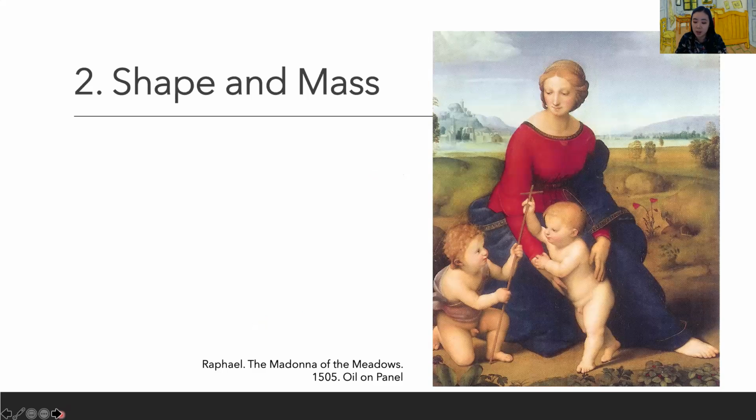So let's see another example. This is Raphael's painting, the Madonna of the Meadow. Raphael is one of the masters of the Renaissance in the 16th century. This oil painting was produced in 1505 in Venice. The Madonna of the Meadows exemplifies a religious theme. It depicts Mother Mary with Jesus Christ and John the Baptist. In this painting, Mary is guarding the two lovely children.